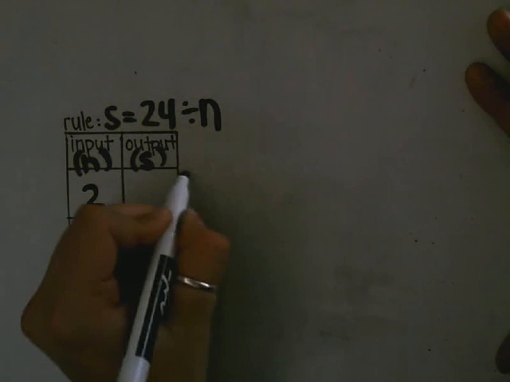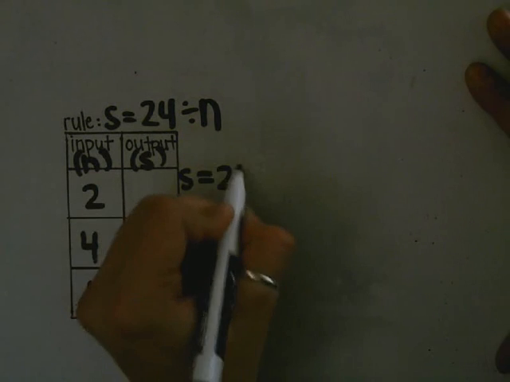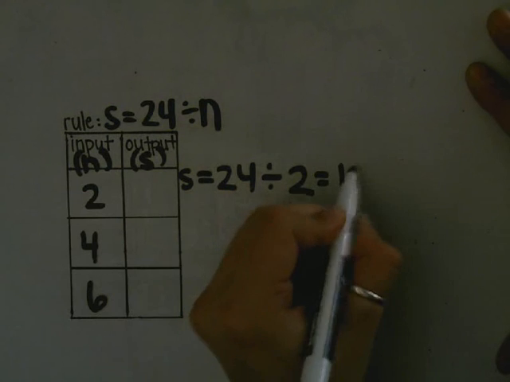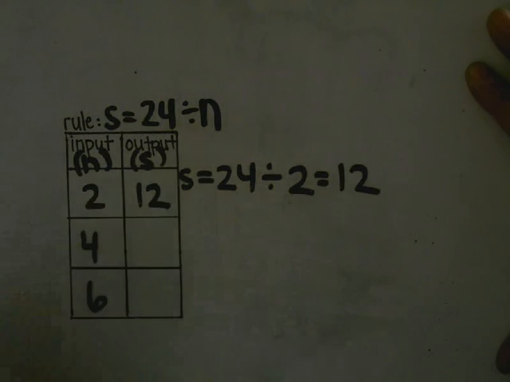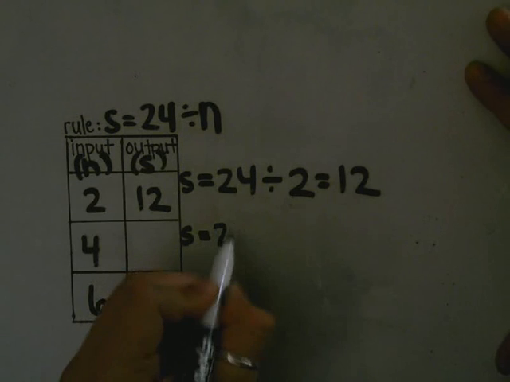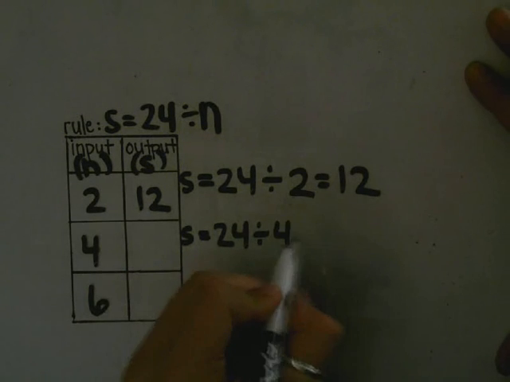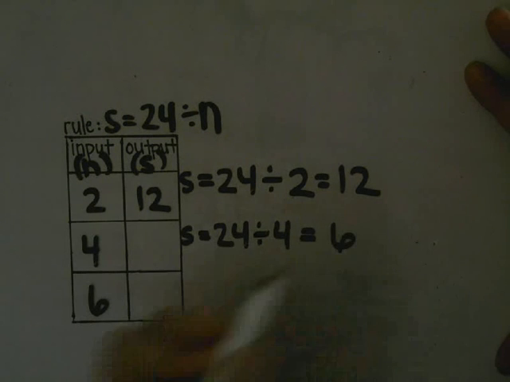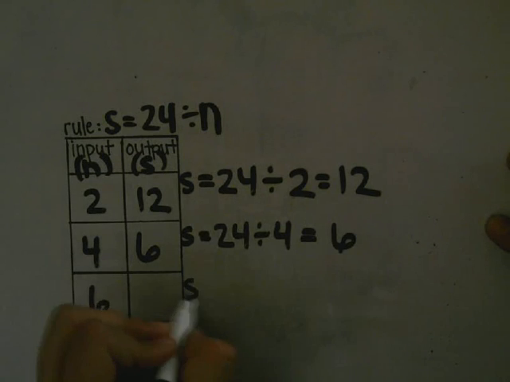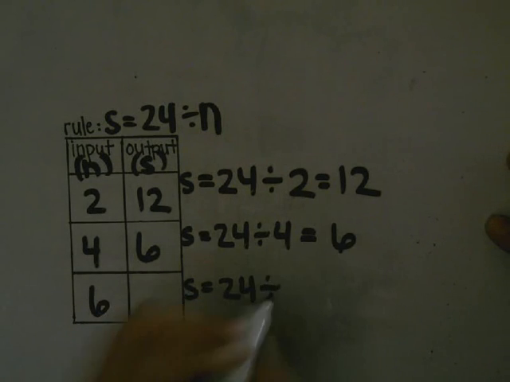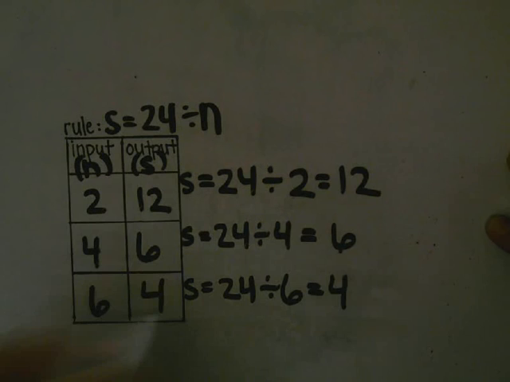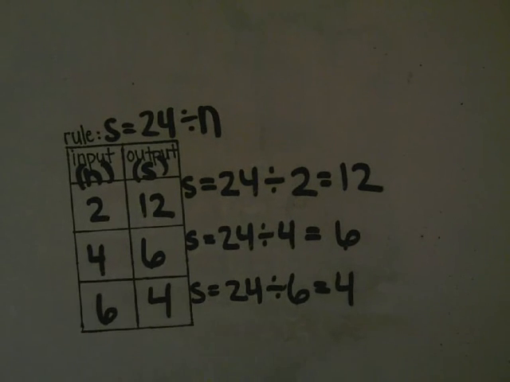So s equals 24 divided by n, and n this time is going to be 2. And that equals 12. So our output value is 12 when the input value is 2. Let's try when our input value is 4. And you get 6. So our output value is 6. And let's try when our input value is 6. 24 divided by 6 is 4. So our output value is 4 when our input value is 6.